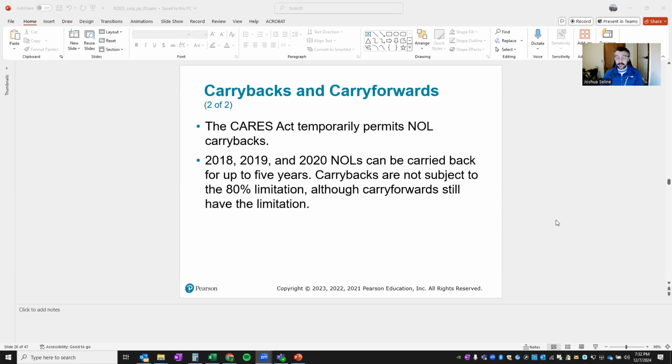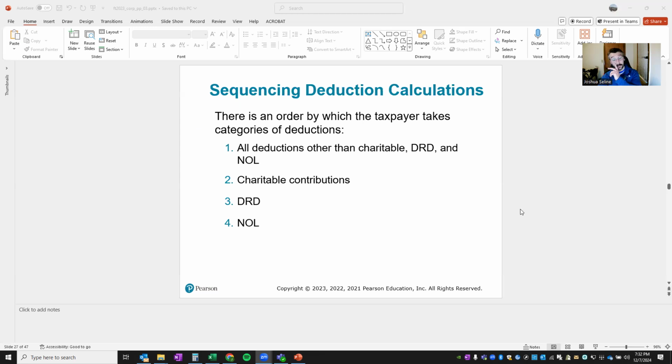The CARES Act, another fun thing to get into, temporarily permits NOL carrybacks. So 2018, 19, 2020, those can be carried back for up to 5 years and they're not subject to the 80% limitation, but carryforwards still are. We're past the CARES Act, so we don't super need this information, but the CARES Act kind of changed the rules for a little bit.